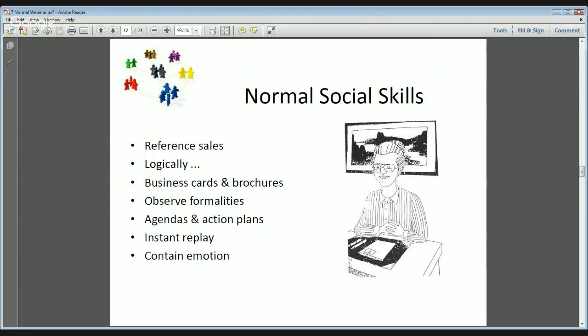Things like that. The other thing is contain the emotion. They don't like lots of emotion. They're really highly controlled, and they're not comfortable when people start doing it. So contain the emotion, business cards and formalities, brochures, observe the formalities, logics, but most of all, reference cell. Remember, the question they're always asking is who else is using it.